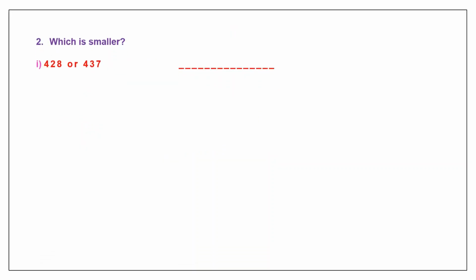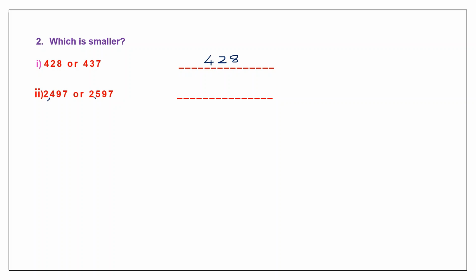Question 2. Which is smaller? So here the next question is which is smaller. We're going to look at the numbers. The first number here is 428 and the other number is 437. From this we can clearly make out that 437 is greater. So we've been asked to write which is smaller. We have to write the other number. 428 is the smaller one. So let's write our answer, 428.